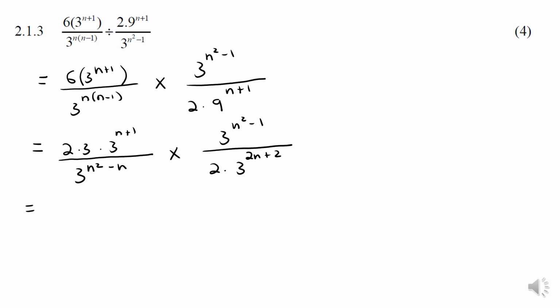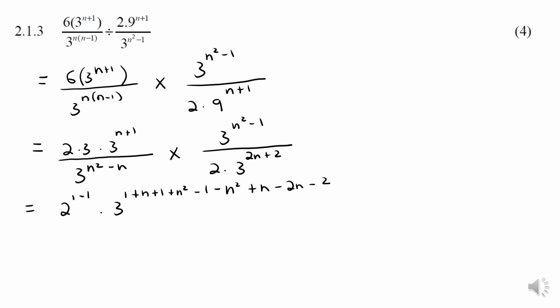From here I'm going to take the bases, starting with the 2. I have a 2 to the power of 1. And the other one that has a base 2 is below the line, so I'm going to subtract 1. Times 3 to the power of 1. And then I'm going to add everything above the line, so that will be plus n plus 1 plus n squared minus 1. And then below the line I'm going to subtract everything, so it's going to be negative n squared. Negative and a negative is a positive n, minus 2n minus 2.